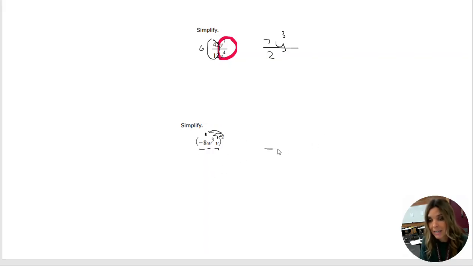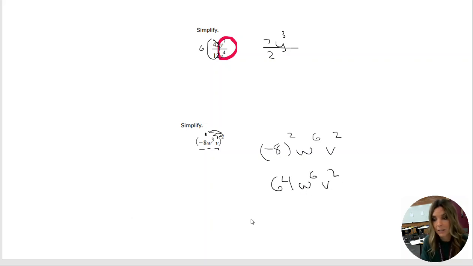Okay, so it has to distribute to all 3 exponents of the product. So we have -8 raised to the 2nd power. We have w to the 3rd raised to the 2nd power, so we multiply those. That becomes w to the 6th. And v to the 1st becomes v to the 2nd. And then you could simplify this as 64w to the 6th v to the 2nd, final answer.